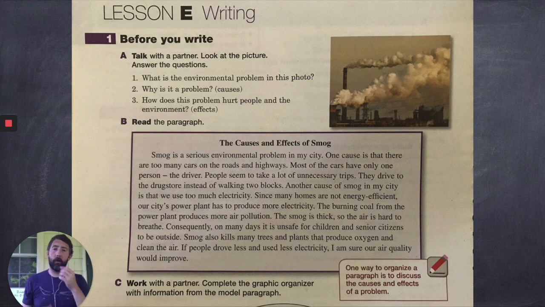So, here's a paragraph about the causes and effects of smog. If you look in the little red box at the lower right hand of our paragraph, it says one way to organize a paragraph is to discuss the causes and effects of a problem. And so that's exactly what we just read about.